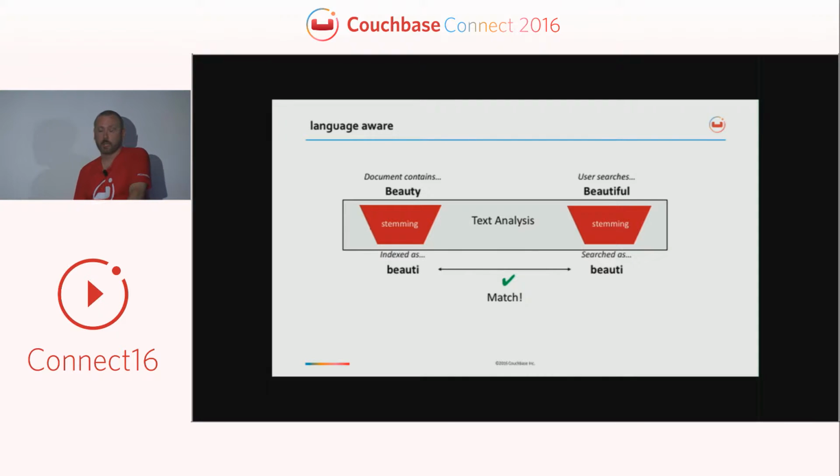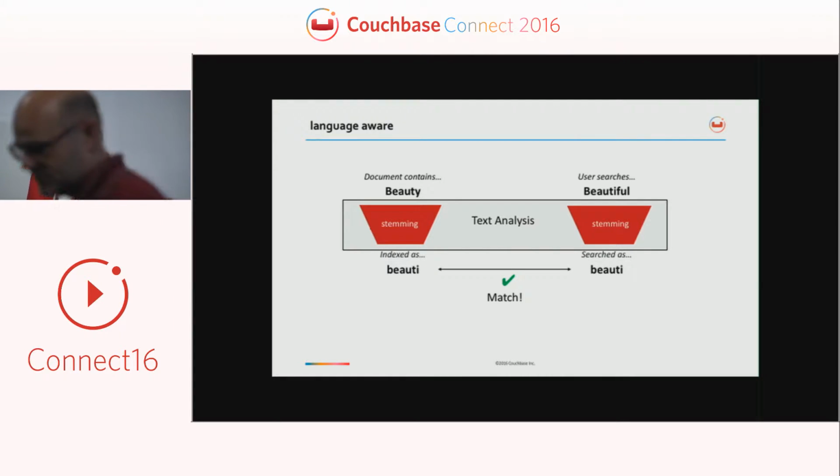Now, we also talked about language awareness. How is that actually implemented? Well, I have a simple example here that shows the text analysis process that we use on text. Looking at this first on the left-hand side of the screen, you see we have a document which contains the word beauty. That's going to go through this text analysis pipeline. And one of those phases is what's called stemming. The result of that is that the element that's put into the index is BAUTI. You notice the suffix of the word changed, and also it's all lowercase.